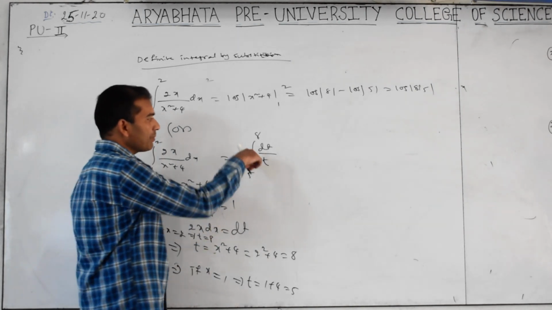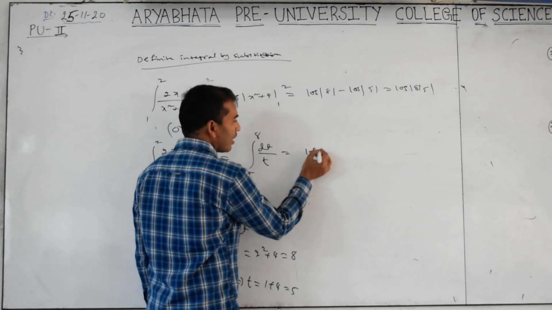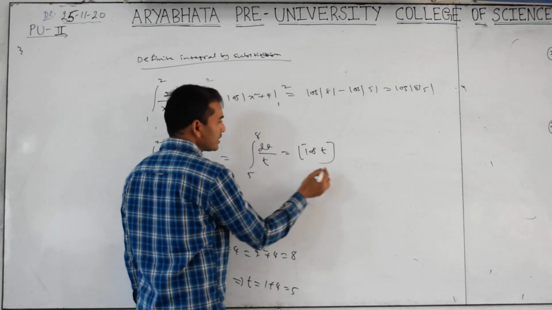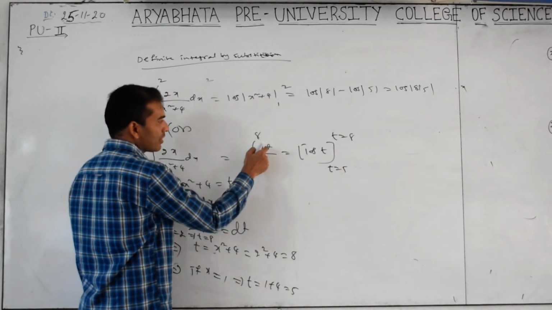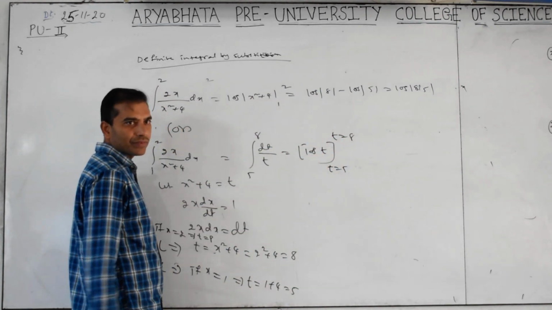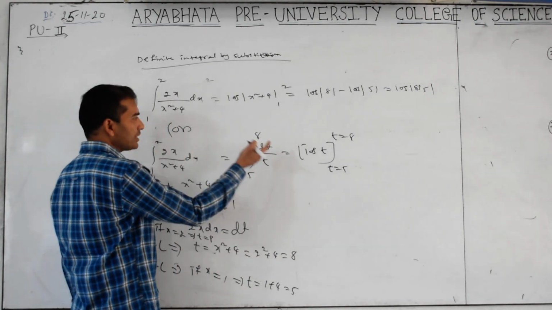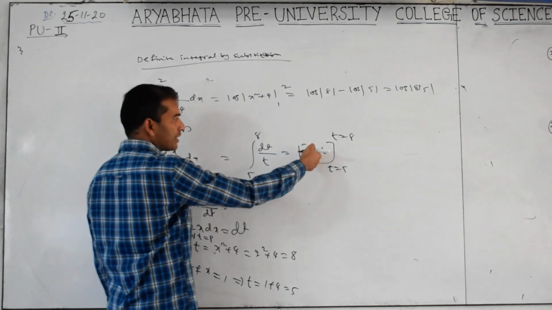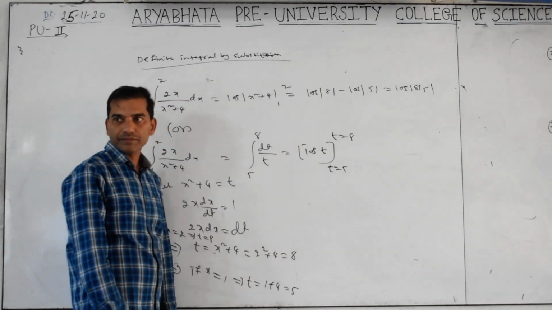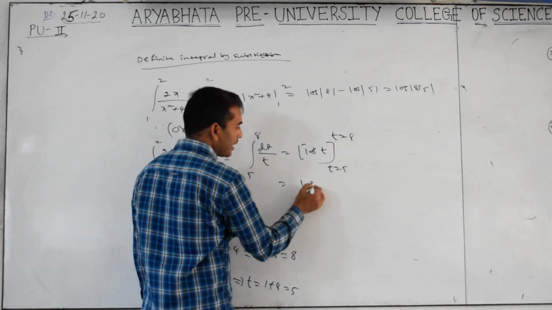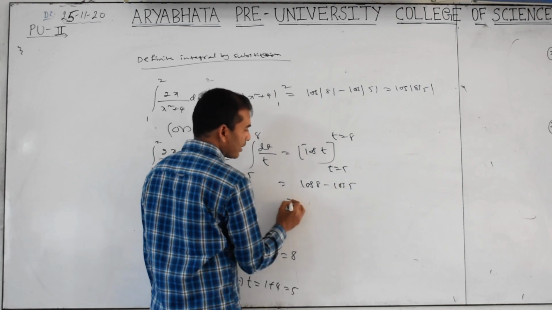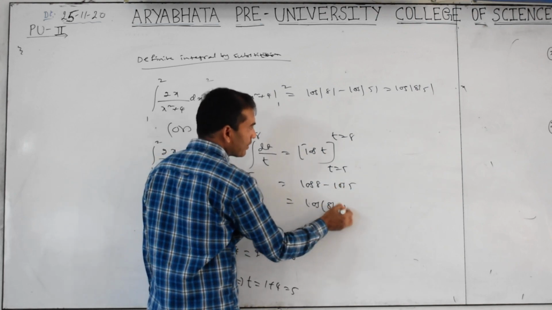Now 1 by t integration is log t. These are what limits? t is equal to 5 and t is equal to 8 with respect to dt. That's why these are t limits. If you take the x limits, there is no x here, so the way of substitution is not possible. Understood? So upper limit log 8 minus lower limit log 5. What is the answer? It is log of 8 by 5.